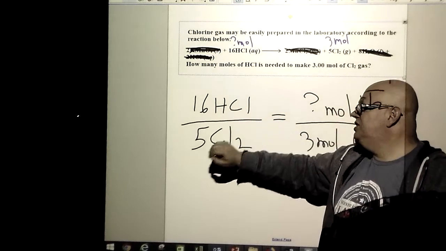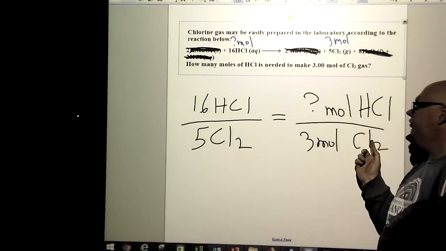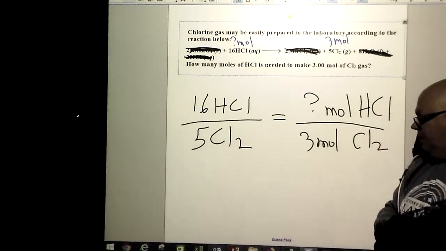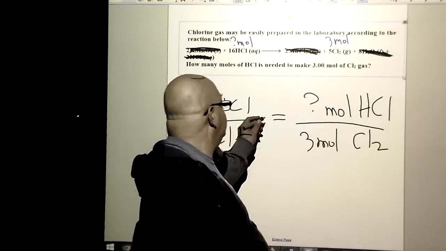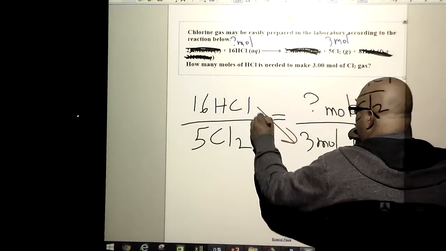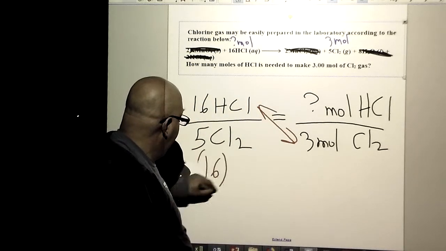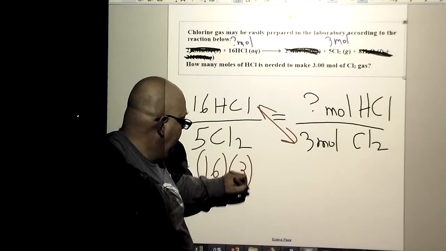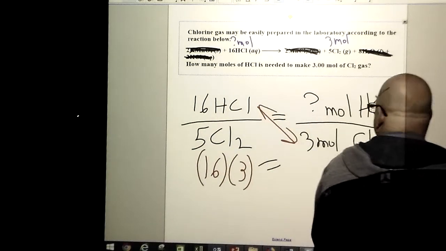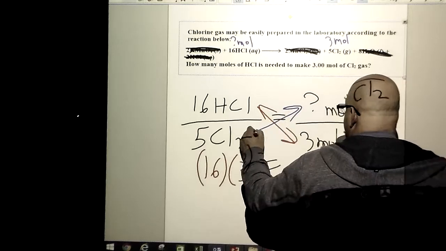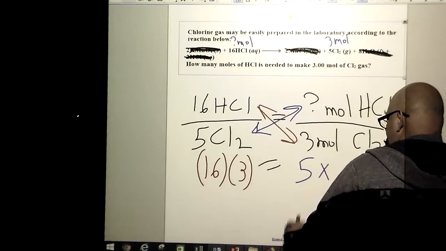It's 16 HCl's to make 5 Cl2s. I have 3 moles of Cl2, how many moles of HCl am I going to need? Now that, ladies and gentlemen, is when you use the cross multiply and divide. And that's what we're going to do right here. So we're going to do 16 times 3, and that is going to be equal. This is where we're going to cross multiply and divide like this. Okay, so we will have 5 times x.